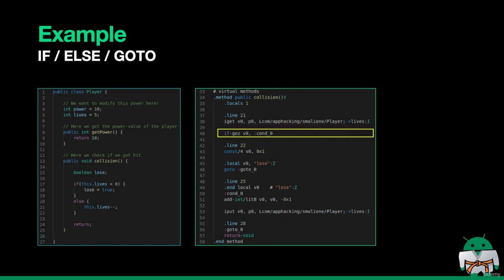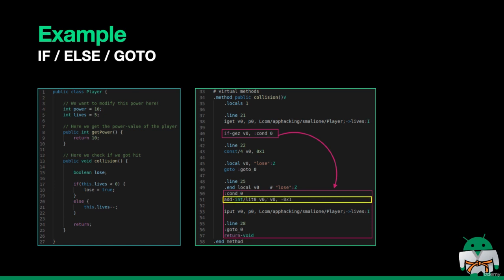So say this out loud. If v0 is greater equals 0, we jump to condition 0. Condition 0 is over here, so we skip this code underneath until we get to this condition. Then we are adding a -1, which means we are subtracting a value, so pretty ridiculous, but never mind. And then we are putting this value back into our lives. So we are subtracting 1 from our lives. Okay, this is our true statement.